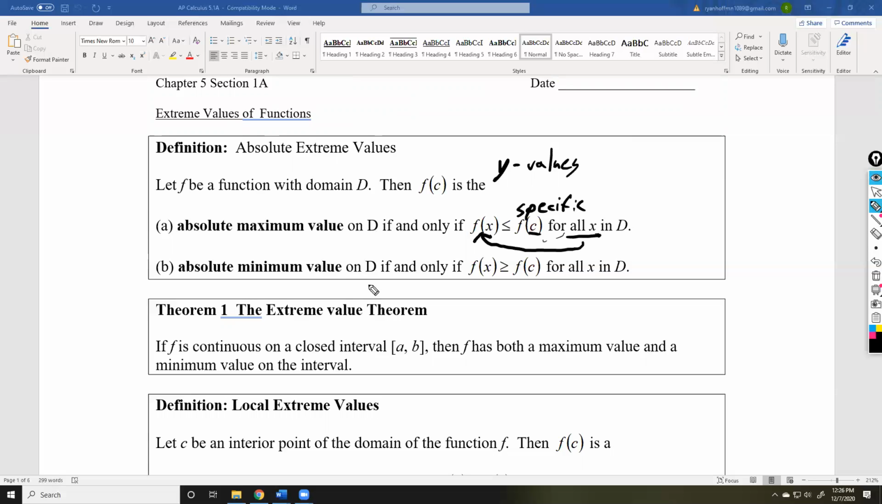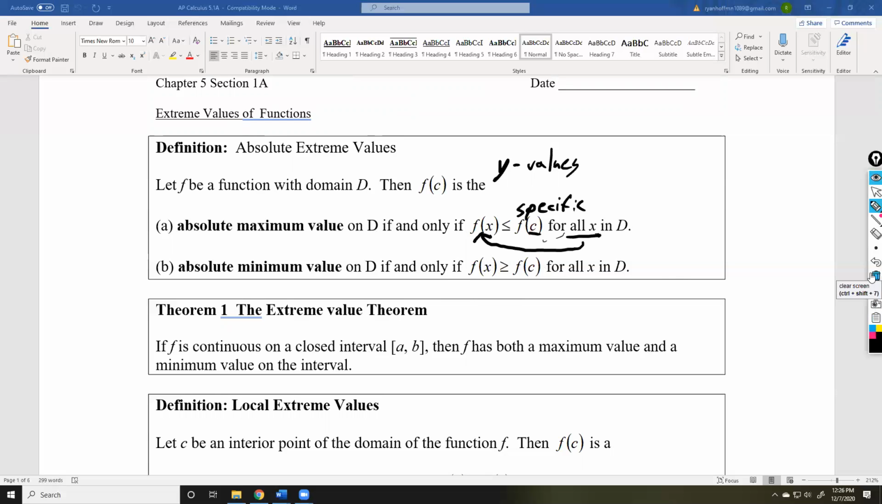And same thing for minimum. We're saying that f of x now is greater than or equal to f of c. In other words, every point is larger than this specific point. That should make sense because the minimum should be the smallest value. It should be below everything else.